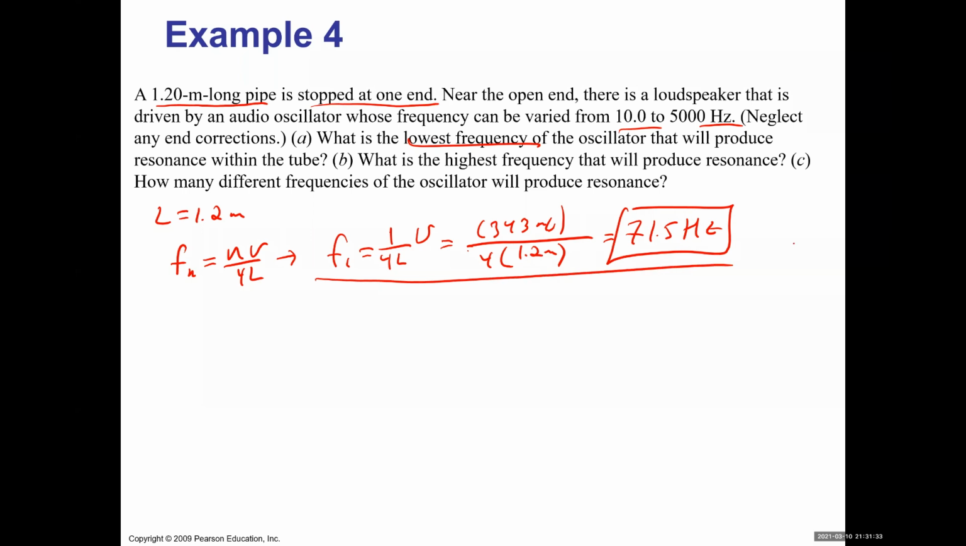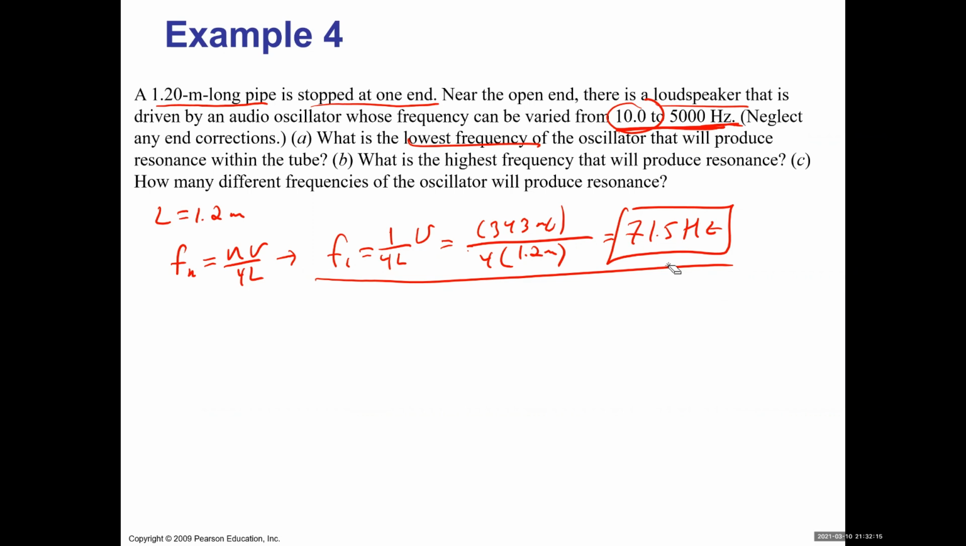This is the fundamental frequency for this particular loudspeaker, which generates sound waves. Part B asks: what is the highest frequency that this will produce? One thing we can see is that here's the fundamental, 71.5, and it's within this range, so we're fine. If I had calculated 7 hertz, for example, the fundamental would have been less than the allowed range, so maybe you got something wrong. But here we got a number within the range that we want.